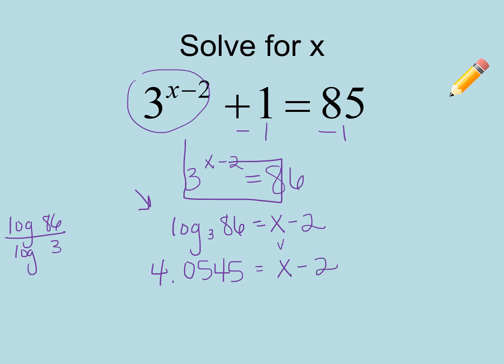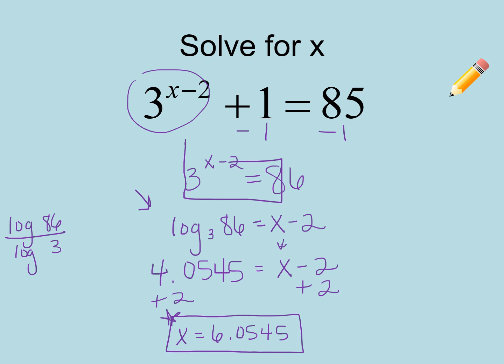So again, we got to get that x alone, so all I'm going to have to do is isolate that x, and this one's a little simpler than the last one because all I have to do is add 2. So it looks like x is going to equal 6.0545. All right, so if you have any questions on how I solved any of these equations or how to use your calculator, make sure you jot those down and get those answered so you can do this assignment without hesitation.